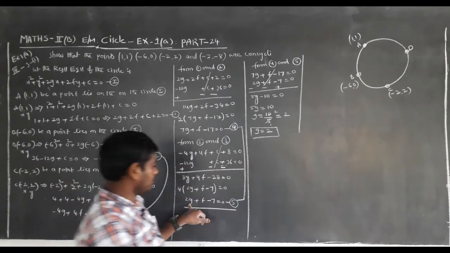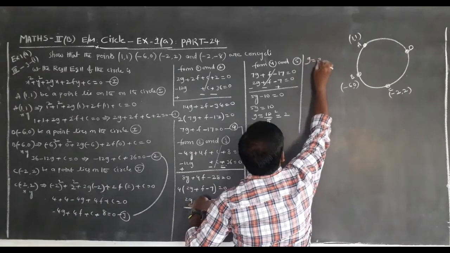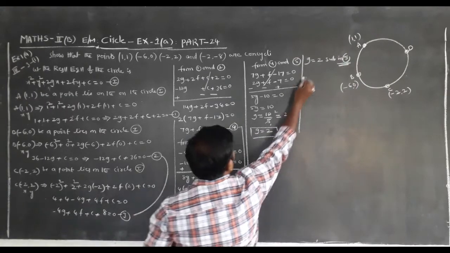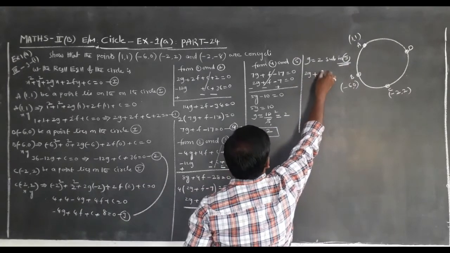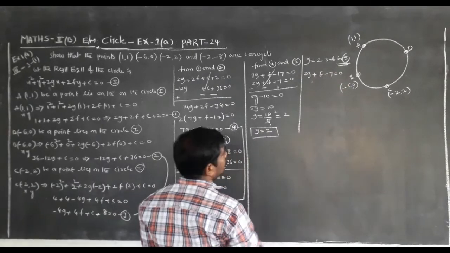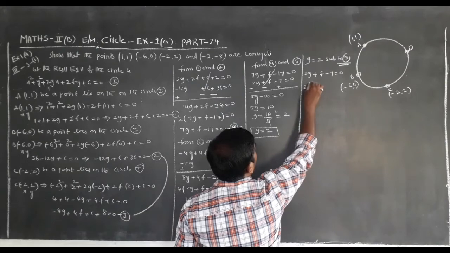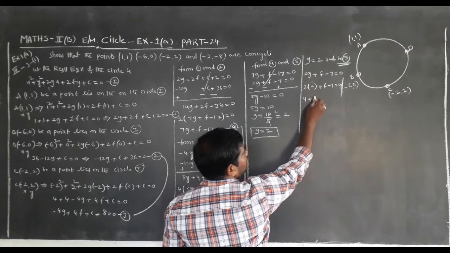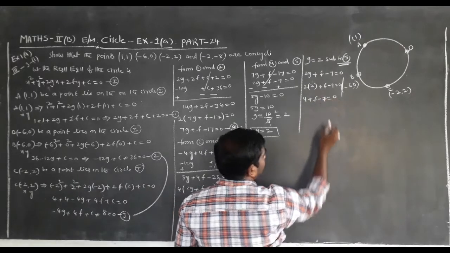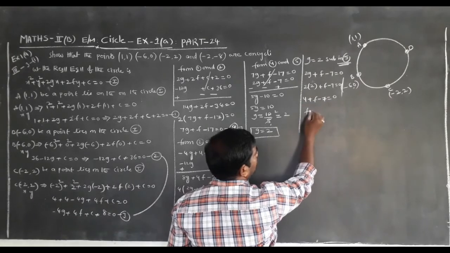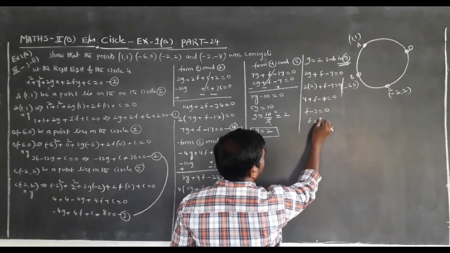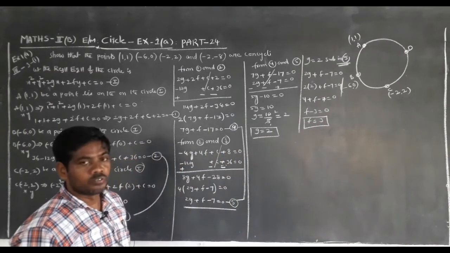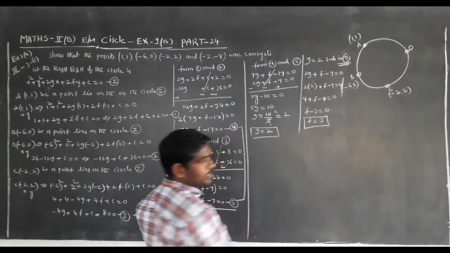Substitute g equal to 2 in equation number 5. 2g plus f minus 7 is equal to 0. 2 into g, 2, plus f minus 7 is equal to 0. 2 2s are 4, plus f minus 7 equal to 0. Plus 4 minus 7 is minus 3, so f is equal to 3. Therefore, f is equal to 3. g equal to 2, f equal to 3.